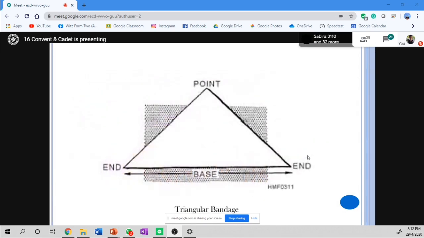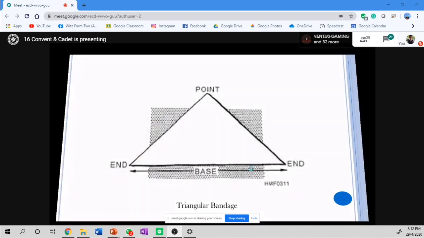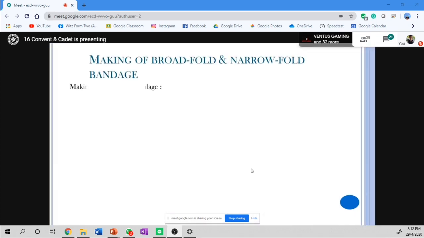Okay, so this is the bandaging. This is the triangular bandage. You can see the top one is the point, then the bottom one is the base. This one is like a mat.